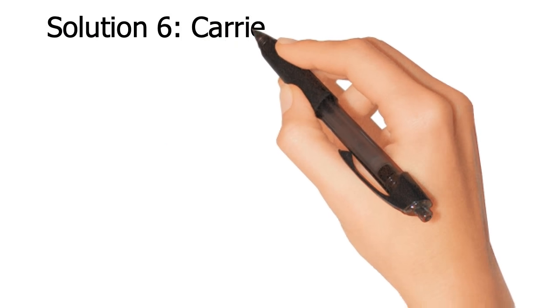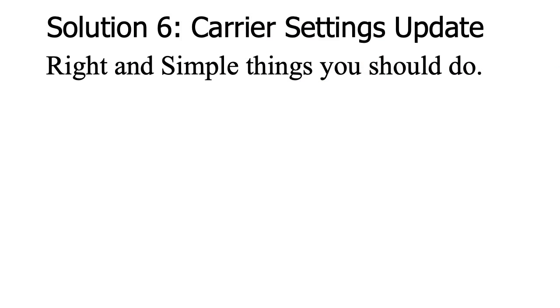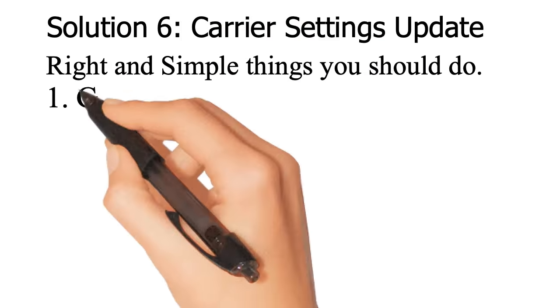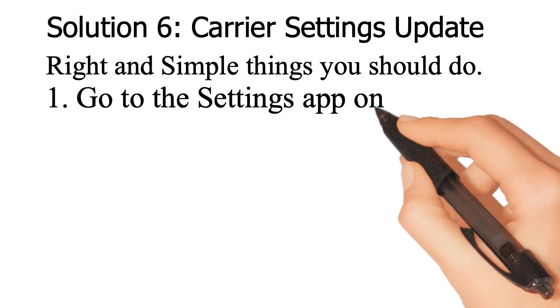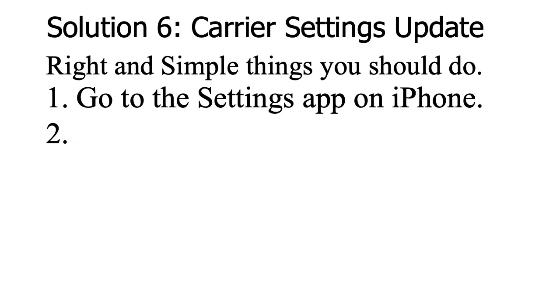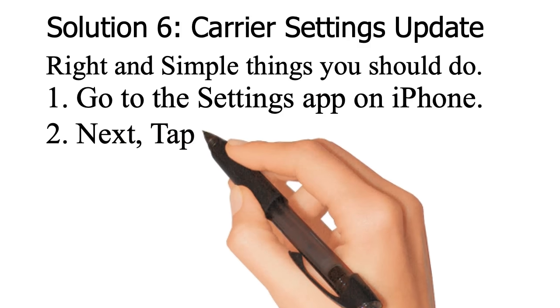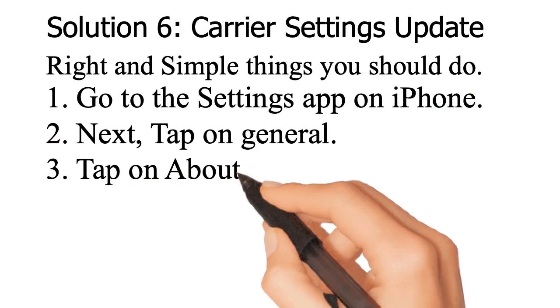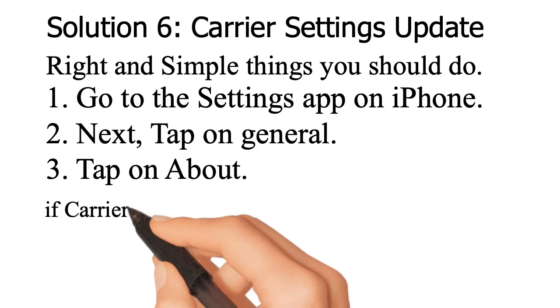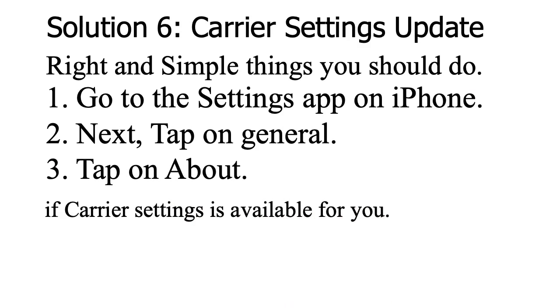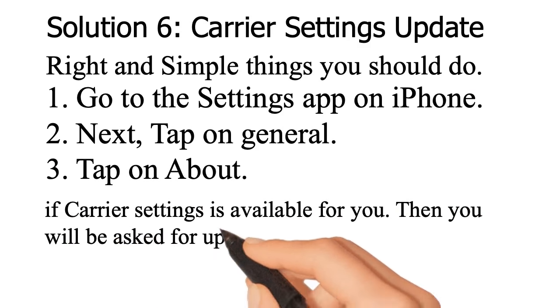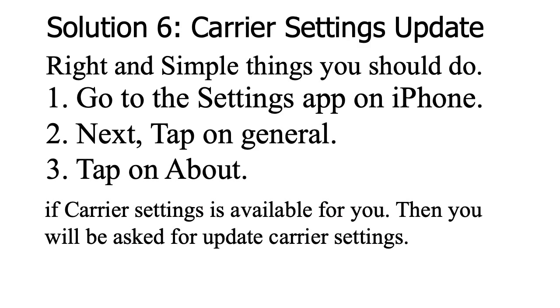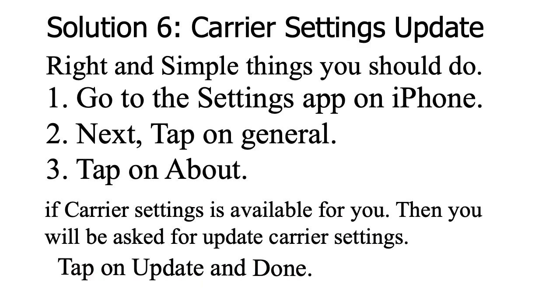Solution 6. Carrier settings update. Right and simple things you should do. 1. Go to the Settings app on iPhone. 2. Next, tap on General. 3. Tap on About. If a carrier settings update is available, you will be asked to update carrier settings. Tap on Update and done.